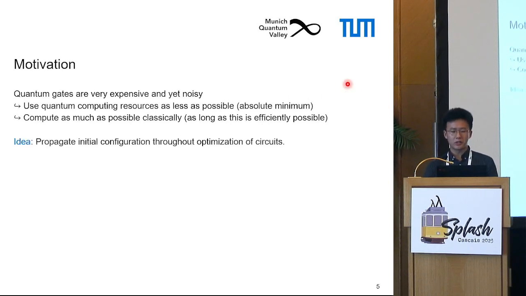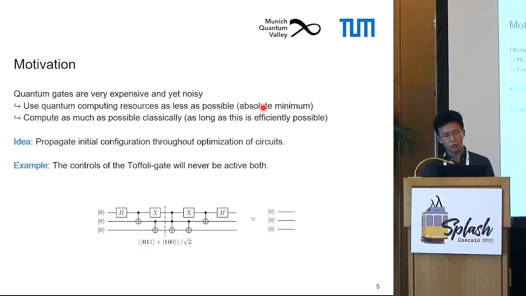Now the idea is that we can propagate the initial configuration throughout the circuit, and then we take the information we propagate to simplify the circuit along the way. This is analogous to what we do in static analysis. If we try to simplify a function and we know that the input to this function is limited to a certain range or domain, then maybe this block of the function can be eliminated given this input.